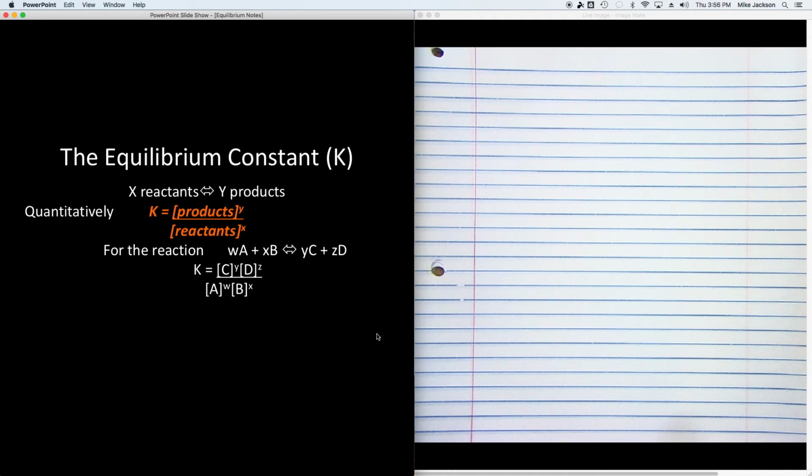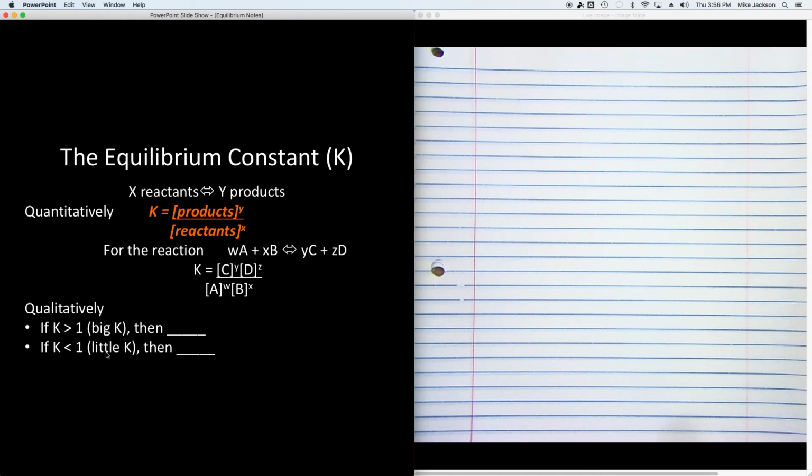Now qualitatively, without having to put the algebra into it, if we have a large K value, the numerator in our expression is going to have to be the large number. The numerator is our products. So if the products are in high concentrations to give us a high K value, a high K value shows that this is a product favored reaction. So the products are in higher concentration when this reaches its happy place. In other words, the reaction is going to proceed to the right to a high degree.